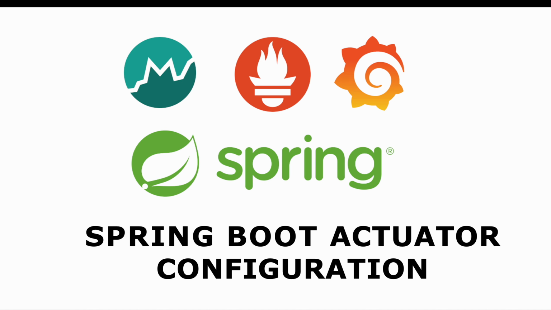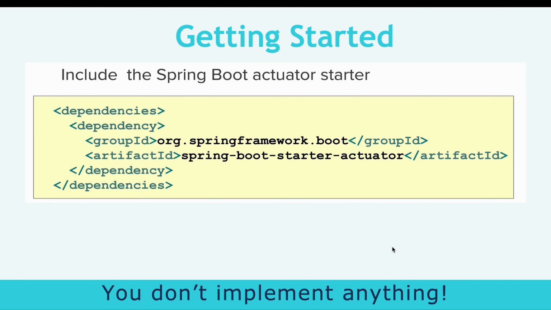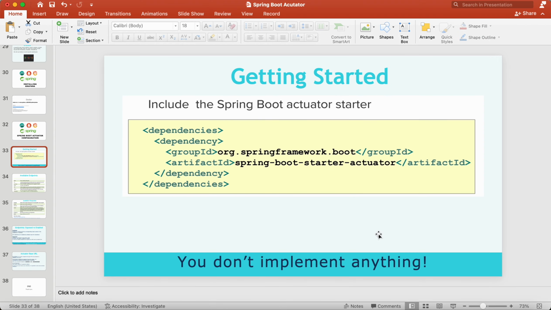So, Spring Boot Actuator. As we said in our previous videos, to get started with Spring Boot Actuator, all you need to do is to put Spring Boot Starter Actuator as a dependency in your project. And by so doing, you are pulling everything that is required by the actuator and all the dependencies to your classpath.